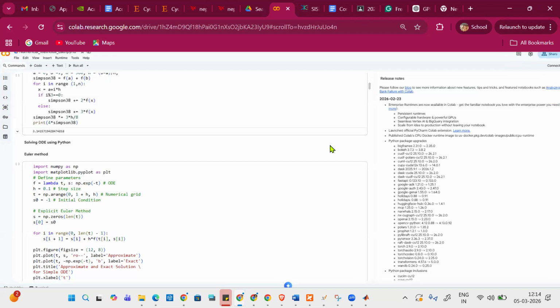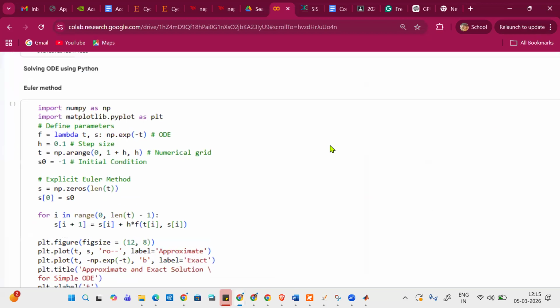So this is the Euler method. You can see the function I am trying to solve is just e to the power minus t. The function is du by dt equal to e to the power minus t. That's it. Got it? That's the function we are trying to solve, and I will use the Euler method for that.